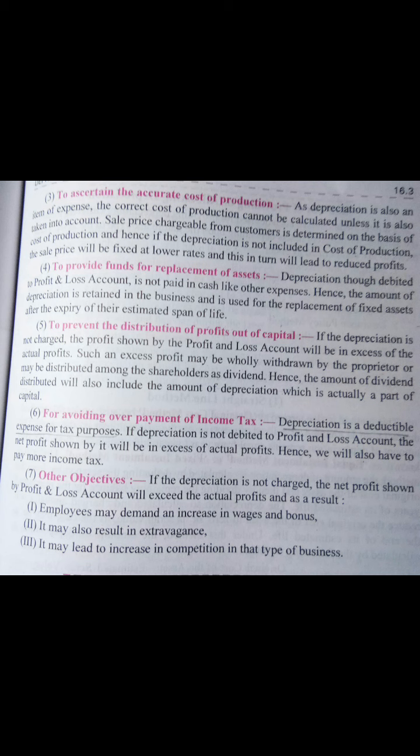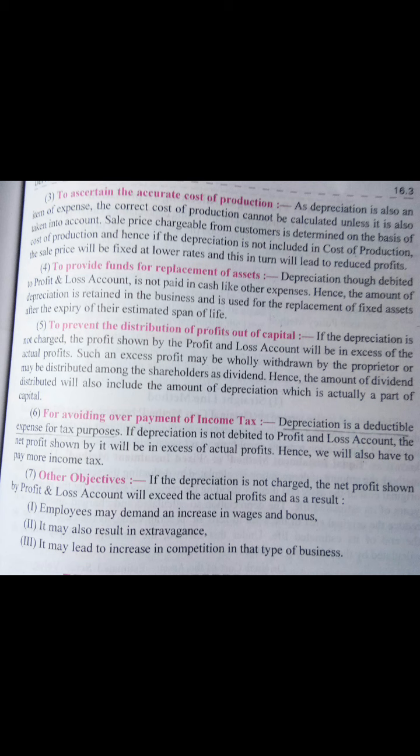Next is to avoid overpayment of income tax. As we know, whenever there is a profit, a company has to pay income tax, and if our accounts show profits which are more than the actual profits, then we have to pay more income tax, which is obviously not good for the health of the company. So we have to include depreciation in our books.